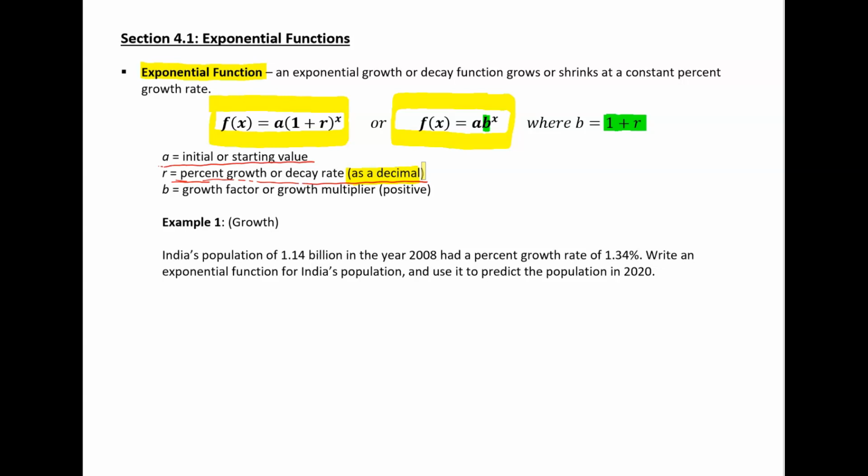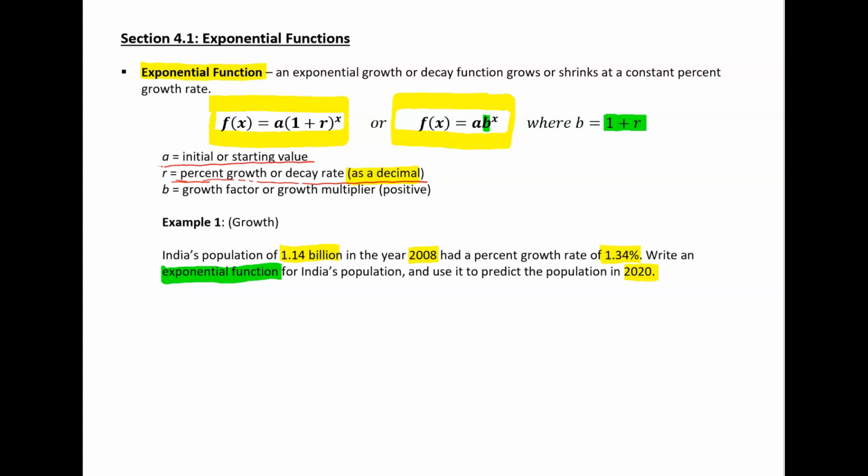So let's pull out some pertinent information here. First of all, we know that in 2008, we had 1.14 billion. We have a growth rate of 1.34%. And we want to predict the population in 2020. The key that shows me how to set this up is that it says write an exponential function. So let's see what we can do with this.